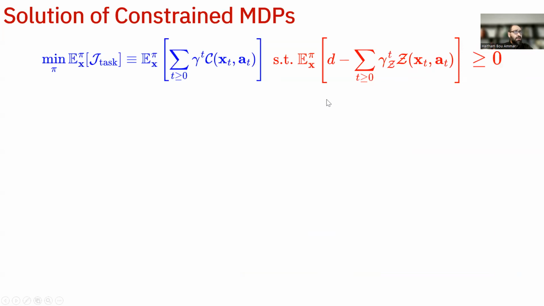So we have a problem that looks like this, right? We want to find that policy that will minimize the standard MDP cost, subject to these budgeted constraints on safety. But how do we actually solve this?